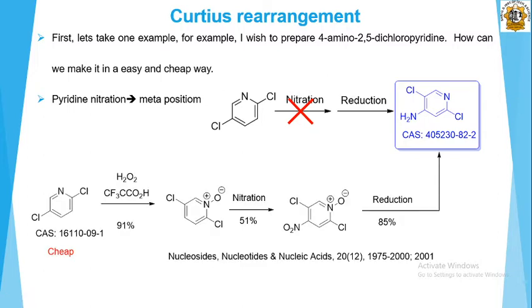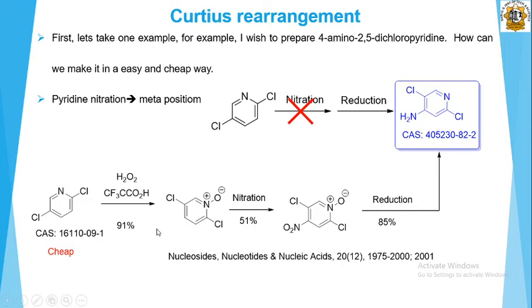Yes, there is another possibility: we can convert this 2,5-dichloropyridine to pyridine N-oxide. Then if we do nitration, nitration goes exclusively to the para position, or fourth position. This is the shift in reactivity, because the N-oxide directs electrophilic substitution to this position. So this will give you only 4-nitropyridine, or in this case 2,5-dichloro-4-nitropyridine. Then reduction will give you this product.